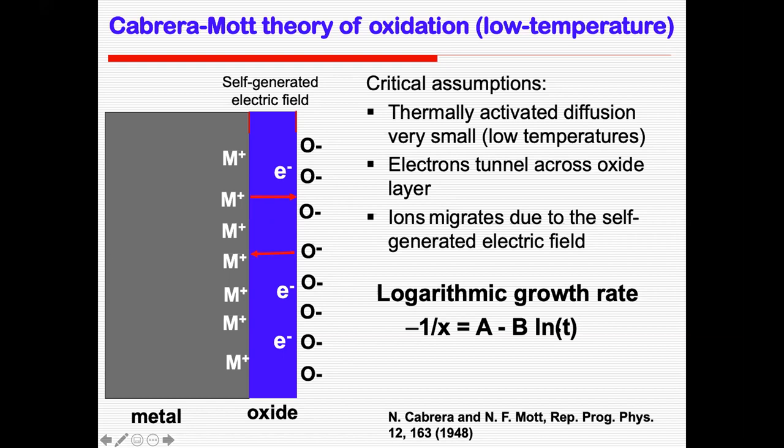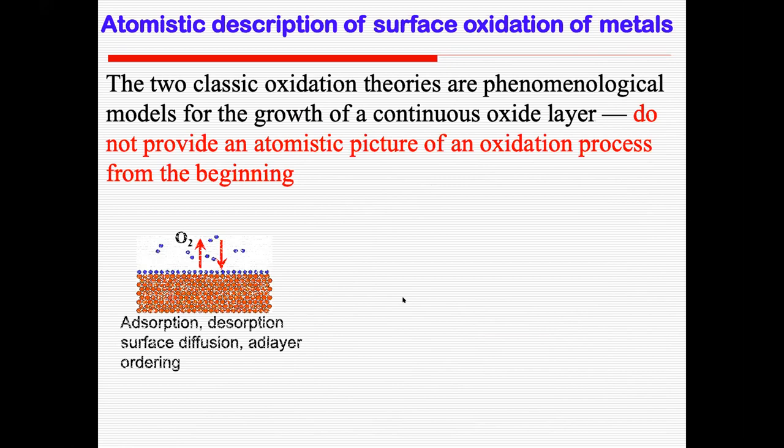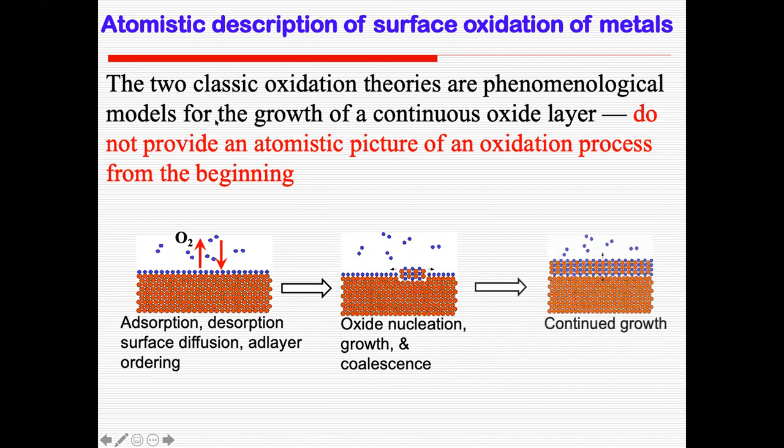So both theories deal with the growth of a continuous oxide layer. They are phenomenological models. The models do not provide an atomic statistical picture of oxidation from the beginning. Which means, say if you look at here, if we have a clean surface, we don't know how oxygen uptake takes place, for oxygen chemisorption or surface diffusion, and also they may change the surface structure of the metallic surface. This is related to the very early stages of the oxidation reaction. Also, the two classical models do not provide information about oxide nucleation and growth. So here again it's related to the early stages of the reaction. The two models basically deal with this regime, where you have continued oxide growth, okay?